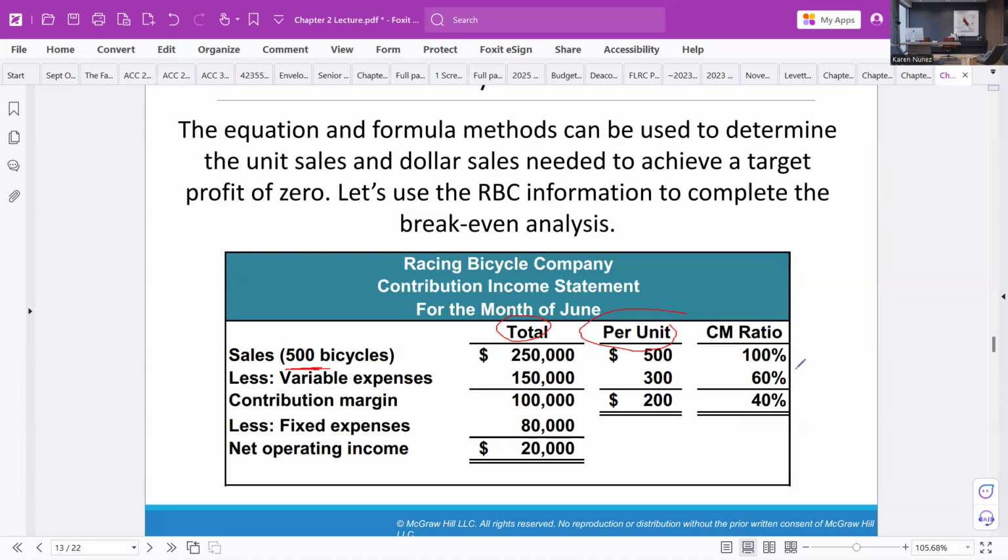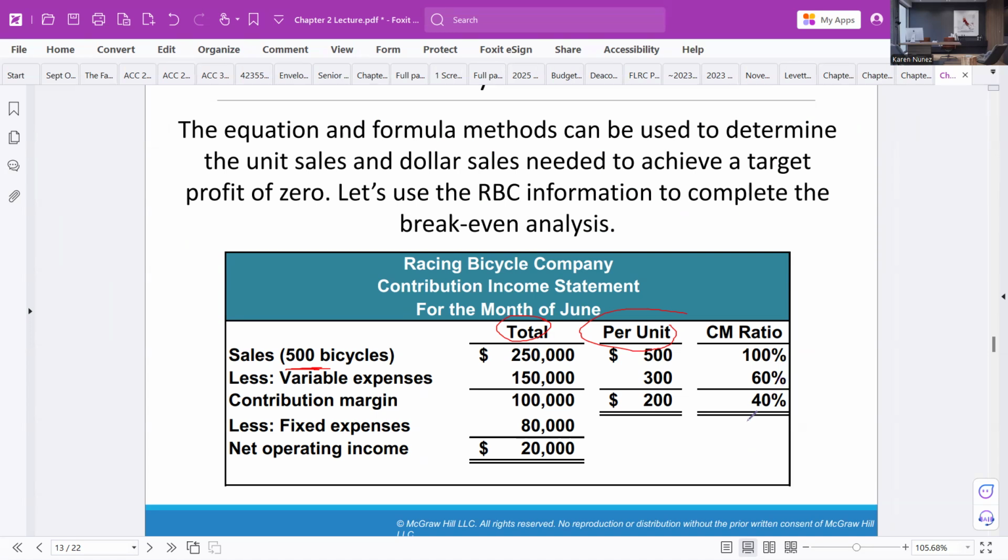So the per unit numbers and the ratios. Well, again, everything divided by sales. So the 250,000 divided by 250,000 is where that 100% comes from, or just 500 divided by 500. And same thing for variable expenses: 150,000 divided by 250,000, that's 60%, or 300 divided by 500 is that 60%.